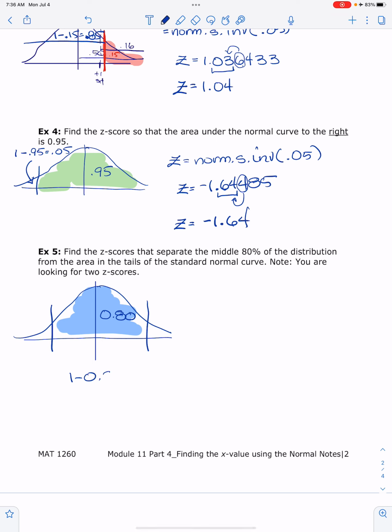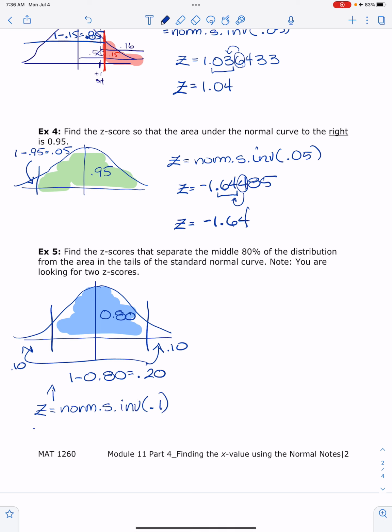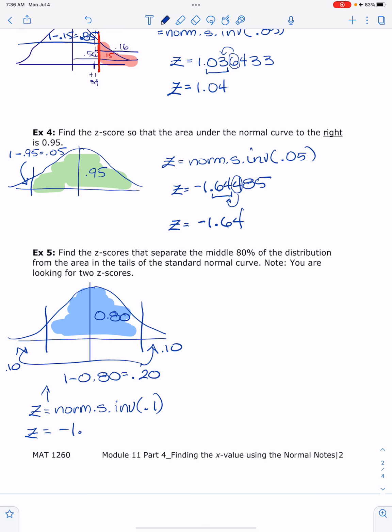That means I have got 20% left over, and that has to be split evenly between the two ends. So 10% here, 10% here. So when I find this z-score, I got norm.s.inverse of 0.1. After rounding, this gives me a z-score of negative 1.28.